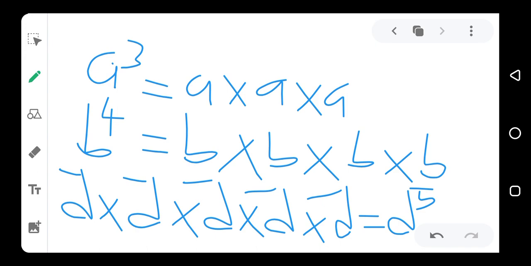So we can also convert alphabets that are written in the expanded form to the index form. The same way we can also do for numbers that are written in the expanded form, convert them to the index form, and also alphabets that are written in the index form, we can convert them to the expanded form. Now, in some cases, they can combine both the alphabets and the numbers. Now, let's see.